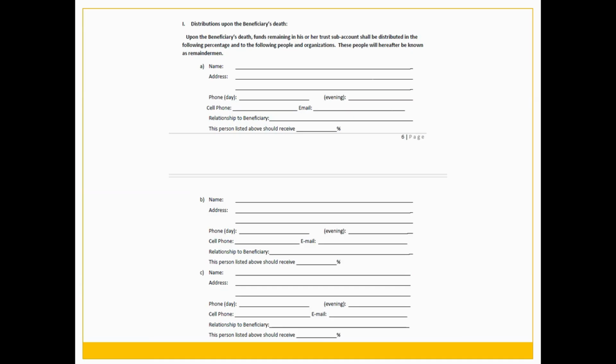Sometimes donors will ask if the beneficiaries can have input on where their remaining funds go, and this can be an option, and a member of the trust team can let you know how to include this when you're filling out the forms.